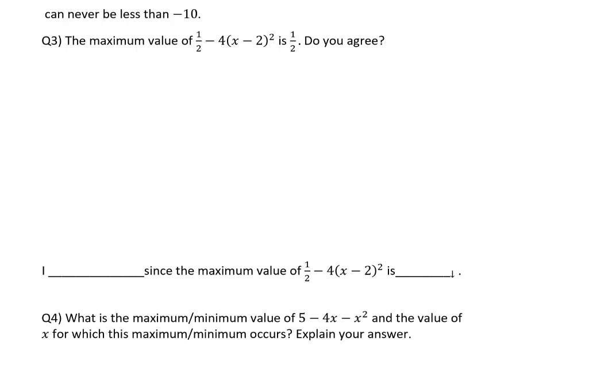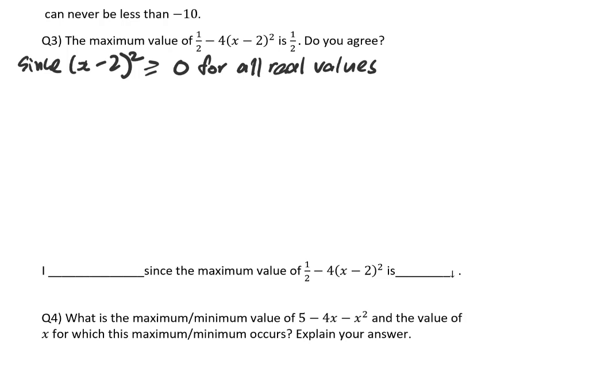Do you agree? As usual, you have to prove it by writing the square first. Since x minus 2 squared is more than or equal to 0 for all real values of x, right? So now my equation has a minus 4 in front of the square. So I multiply by minus 4 on both sides. What will happen to my inequality? It would change, okay? Why is that so?